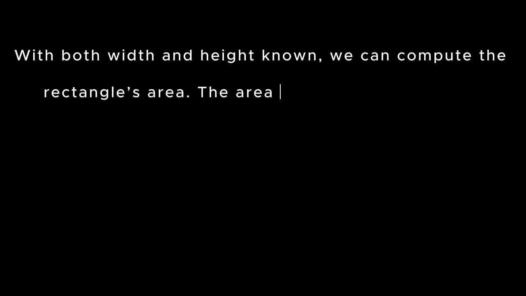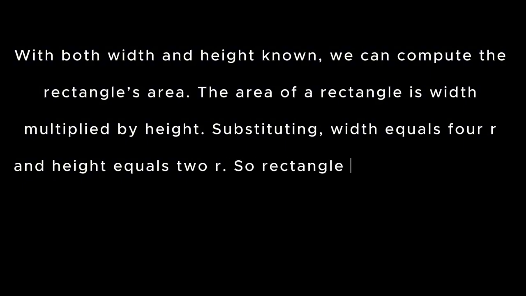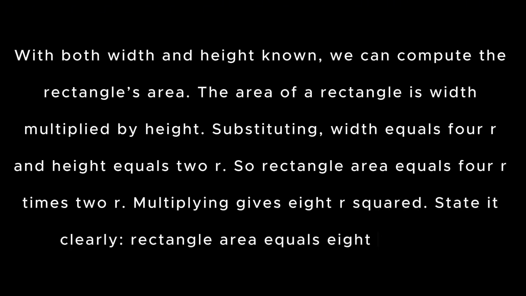Step 4. With both width and height known, we can compute the rectangle's area. The area of a rectangle is width multiplied by height. Substituting width equals 4r and height equals 2r, rectangle area equals 4r times 2r. Multiplying gives 8r squared. Rectangle area equals 8r squared.